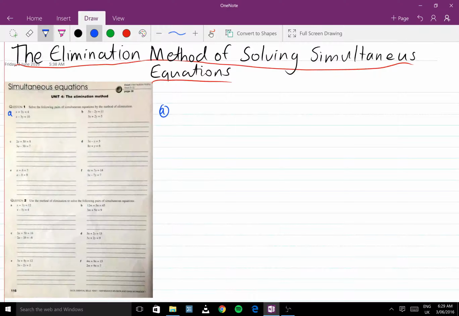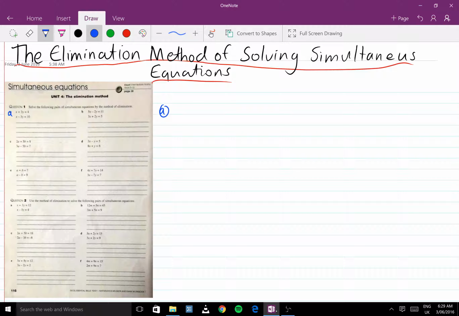Hello, this is a video on the elimination method of solving simultaneous equations. What I'm going to do is take you through an example and work it out and show you all the steps and say how they apply to which elimination method equation you want to solve, and then take you through a little bit of the intuition as to why it works. Okay, so let's get started.